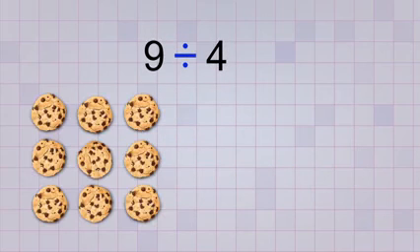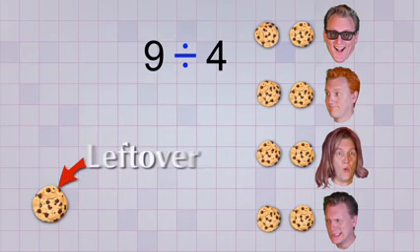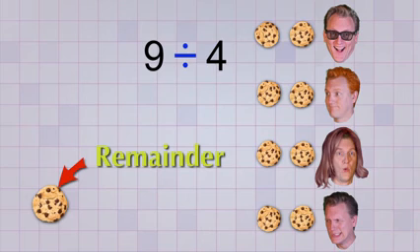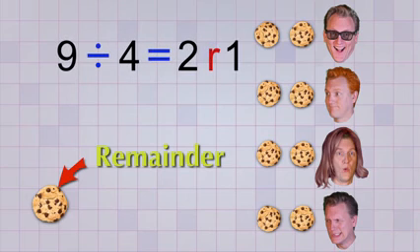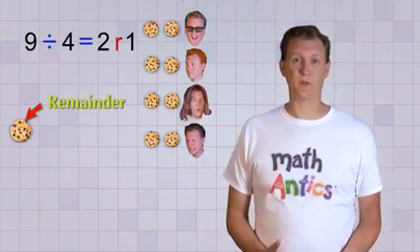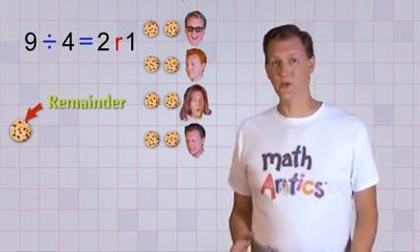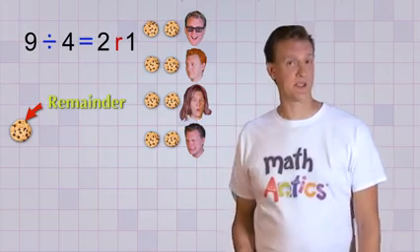Like if you had 9 cookies and 4 kids. Each kid could have 2 cookies, but there would be 1 left over. And in division, that leftover amount is called the remainder. So the answer to 9 divided by 4 is 2 with a remainder of 1. Alright, so it's not that hard to figure out a simple division problem when you have a picture like this. But what about when we just have numbers? To do that, we use a special division procedure.